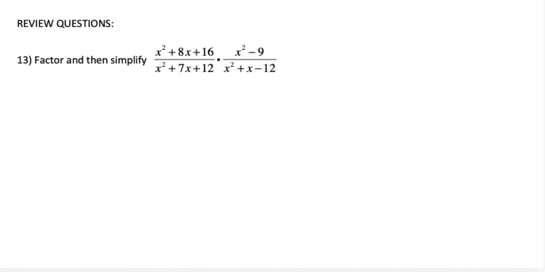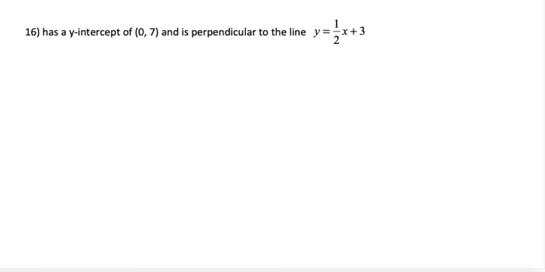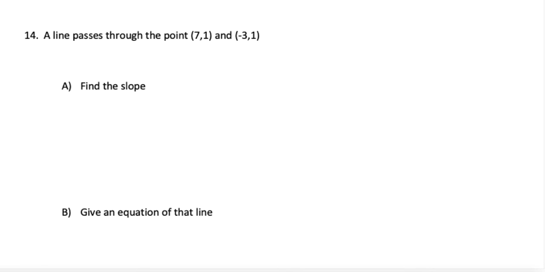Then it moved on to review questions. If you want, you can see the solutions guide for this as well, but I do want to go over question number 14. It asks to write an equation of a line that passes through the points (7, 1) and (negative 3, 1). Remember, the minimum you need to write an equation of a line is a point and a slope. If you don't have a point and a slope, you cannot write the equation of a line.